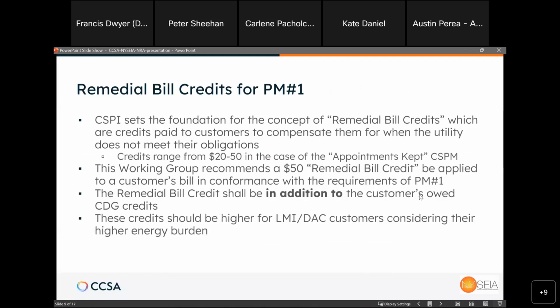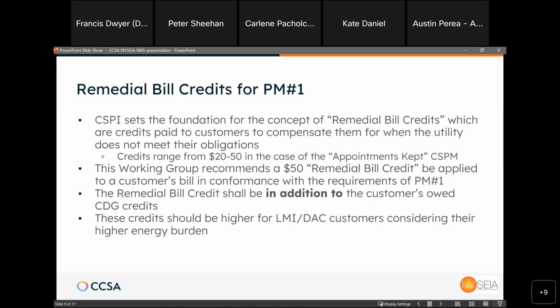Next slide, please. Okay, so specific to performance metric 1, as well as this idea that Kate mentioned before of the remedial bill credit. The customer service performance indicators have set the foundation for this concept of remedial bill credits. I believe Con Ed has referred to this as the monthly bill credit, but it's the basis for credits being paid out to customers to compensate them for when utilities do not meet their obligations to customers. So for instance, if the utilities miss an appointment with a customer, they apply credits in the range of $20 to $50 for that appointment kept consumer service performance metric. And so that's the kind of basis for this.